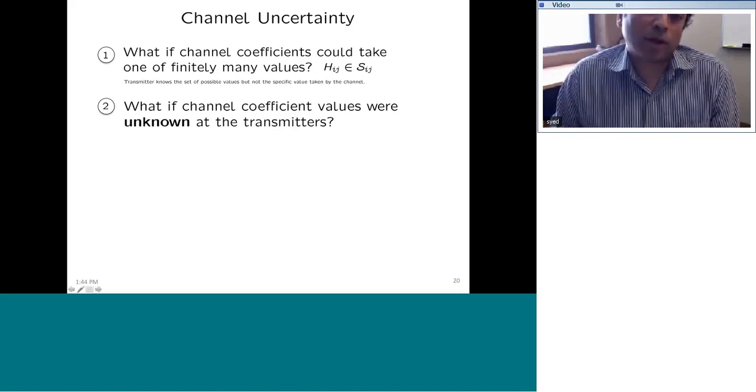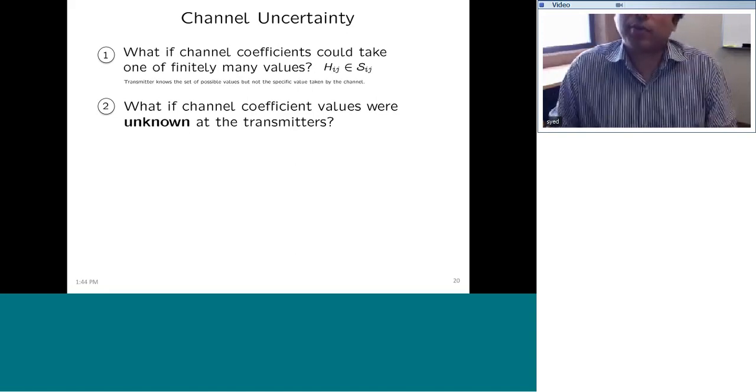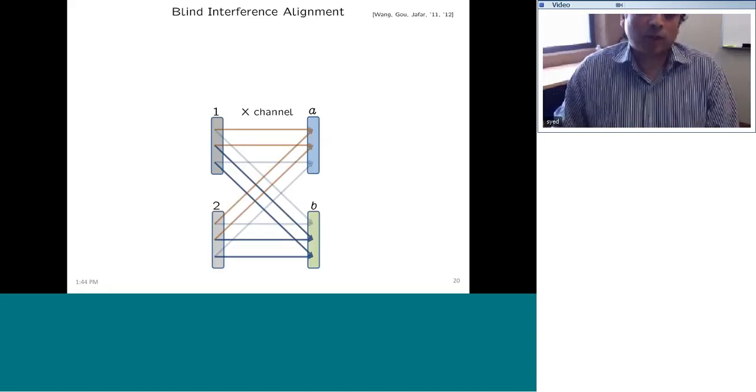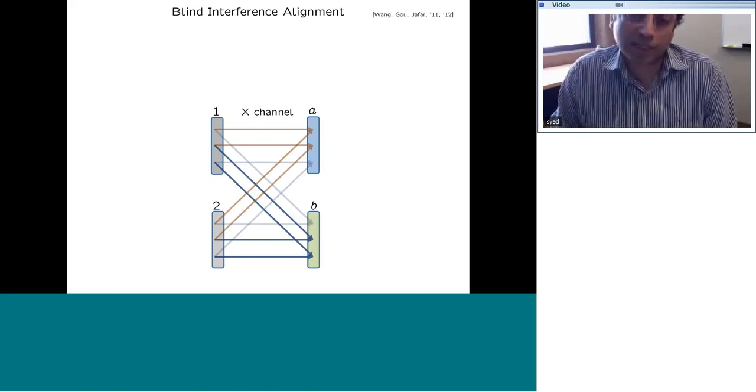So a stricter model of uncertainty is if the channel coefficient values are really unknown, in the sense that the channel coefficient values come from a continuum and you have no idea which value is taken by the channel. So for that, I will present this example to show how it is that you can achieve interference alignment without any knowledge of the channel coefficients. So this is, again, an X channel, the same X channel we saw before.